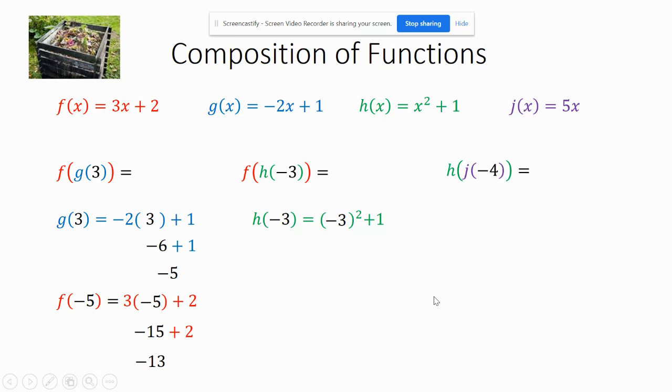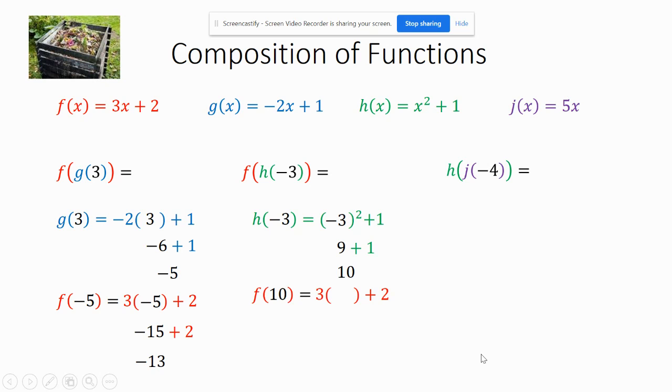If you remember, a -3 squared means -3 times -3, which is +9. It always helps if you put things in parentheses. Your calculator will always do it right if you type the parentheses in. 9 plus 1 is 10. That is not the answer. That is the answer I need to put into the other equation.